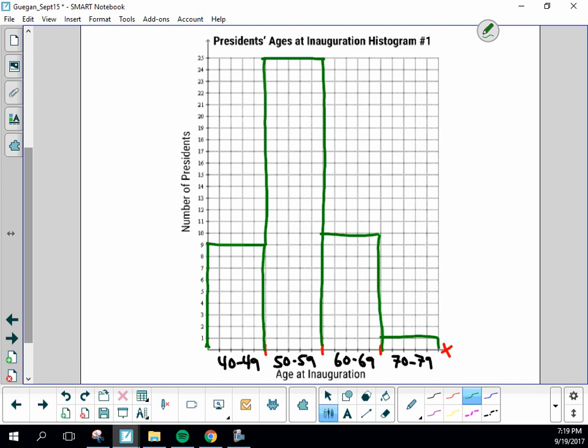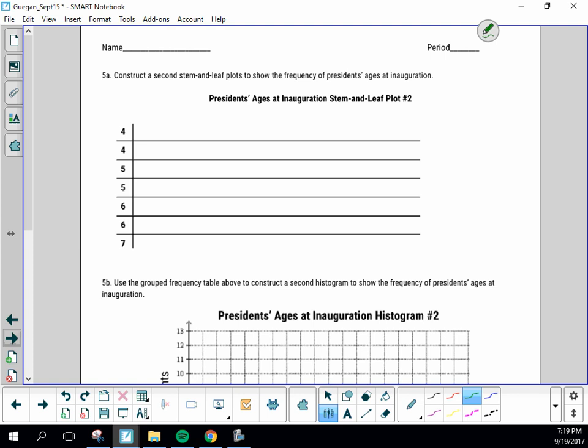Okay? Let's move on to third page. Sorry. 5A, construct a second stem and leaf plot to show the frequency of presidents' ages at inauguration. Now yours says a little bit more than mine, and it has these asterisks in them. I'm just going to do kind of a blob there next to them.